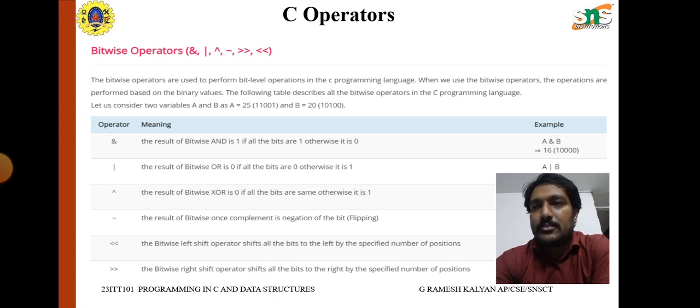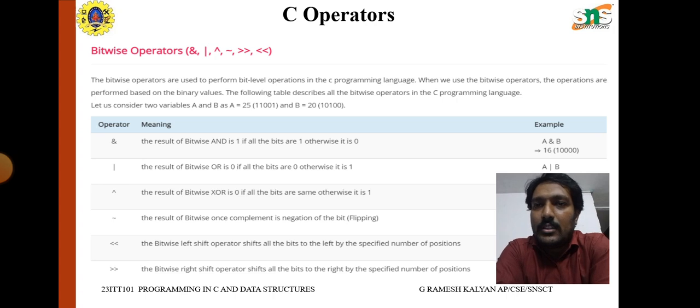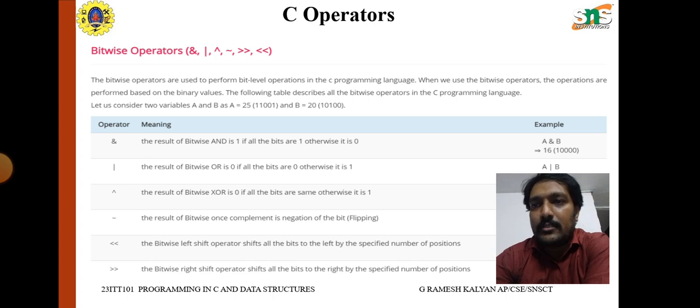Bitwise operator. The result of bitwise AND is 1 if all the bits are 1, otherwise it is 0. These are some of the conditional operators. This is used to perform bit-level operations in the C programming language; when we are using bitwise operations, the operations are performed based on the binary values. The operators AND, OR, NOT and the bitwise shift operators, left shift and right shift, are given with their meanings.